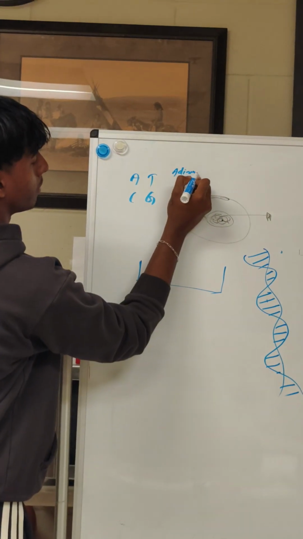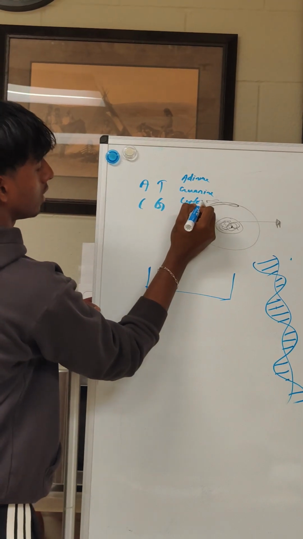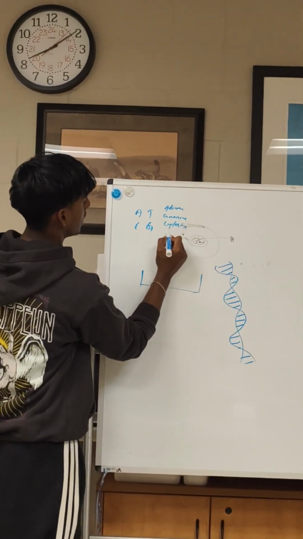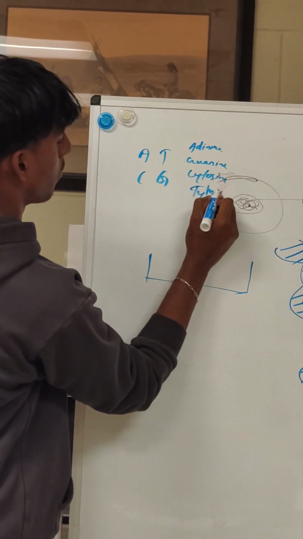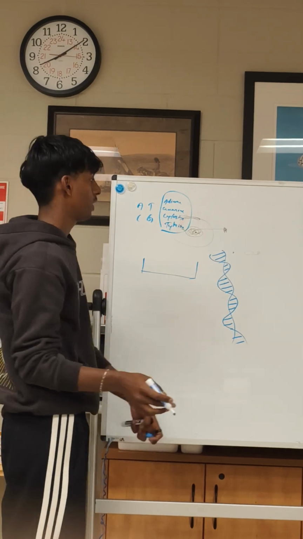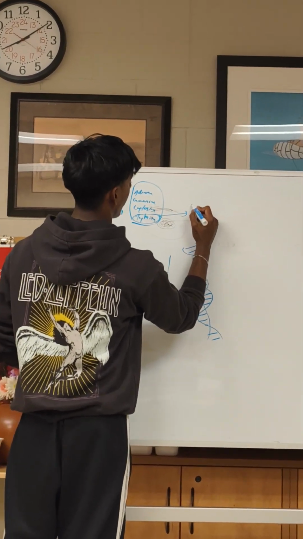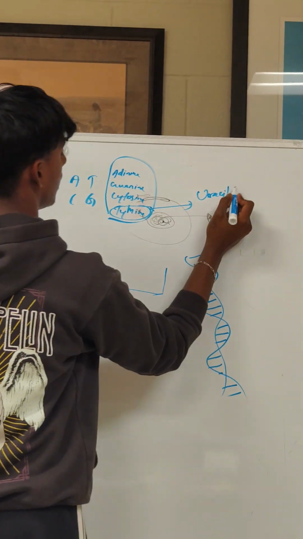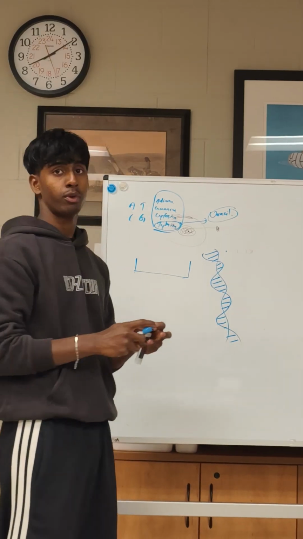Adenine, guanine, cytosine, and thymine. So this is the case for DNA. When it moves to RNA, thymine gets replaced by uracil. That's a different base pair. Okay, that's it for the basics.